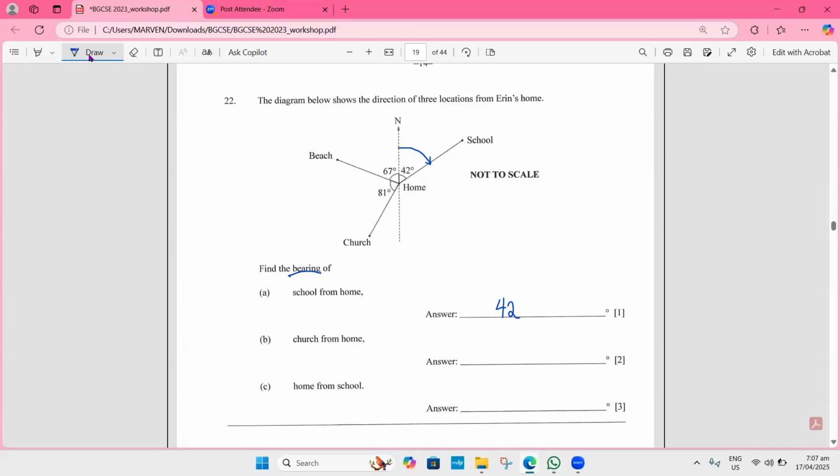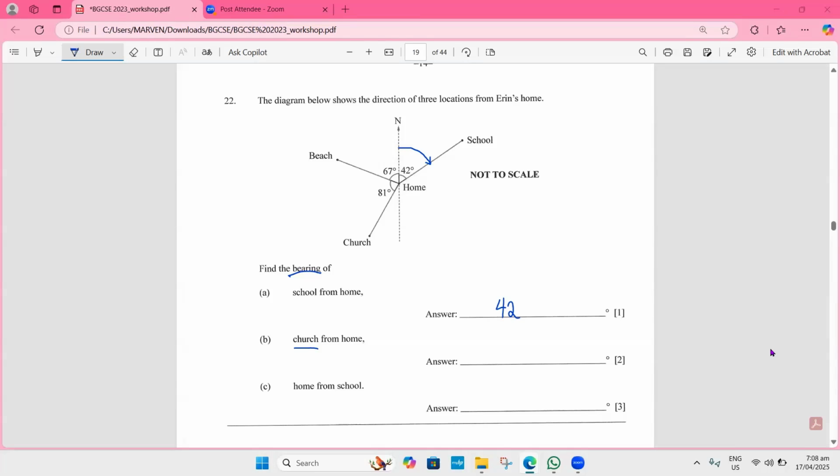And then letter B, we need to find the bearing of the church from home. So from the north of the home going to the second location, which is the church, and it should be in clockwise direction. I'll give you a minute to give your answer. You can chat or you can just say your answer here. So again, what is the bearing of the church from home? The second location now is church. Do you have now the answer?